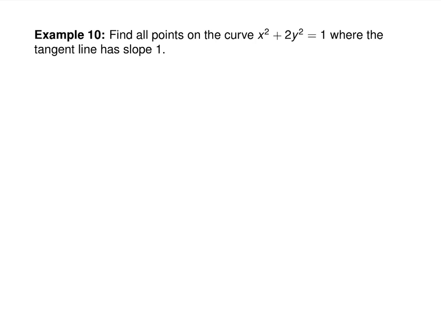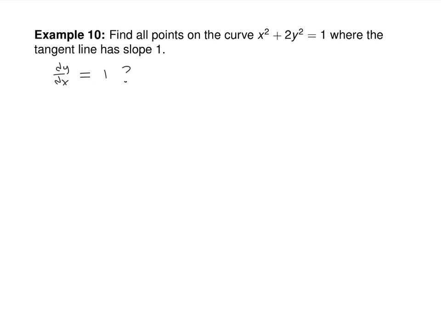This is the last one, right? Find all points on the curve where the tangent line has slope 1. We've done this, but we haven't done slope 1. We've often asked where the tangent line is horizontal, which means the slope is 0, right? So what we're going to do here is find dy dx, and figure out when that equals 1. We'll be able to get points from that once we know it.